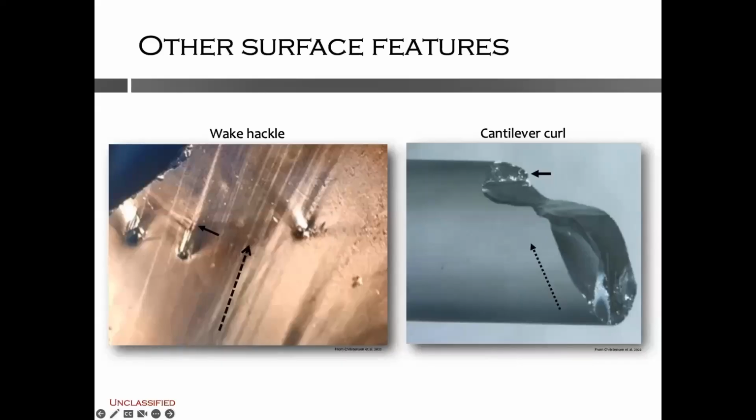Cantilever curl is a curved lip on a fracture surface that occurs just at the fracture terminus. The image on the right shows a glass rod that was broken in bending. The dashed arrow here shows the direction of crack propagation, and the solid arrow shows that lip that is the cantilever curl at the very end of the cracking event.